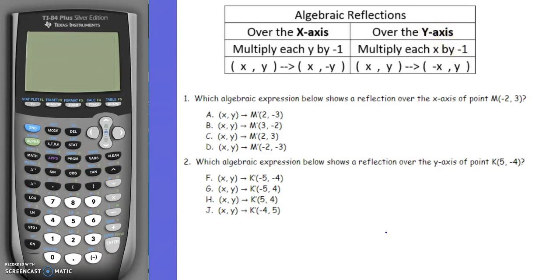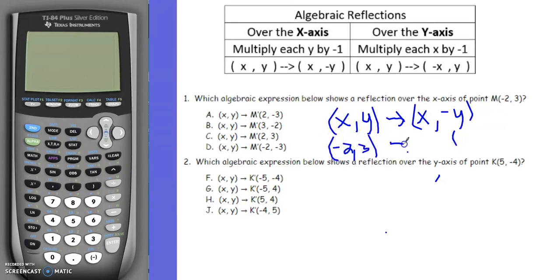Which algebraic expression below shows a reflection over the x-axis? So we have x, y: x stays the same, and the opposite of y. So the ordered pair is negative 2, 3. Negative 2 stays the same. The opposite of 3 is negative 3. So negative 2, negative 3, which is D.